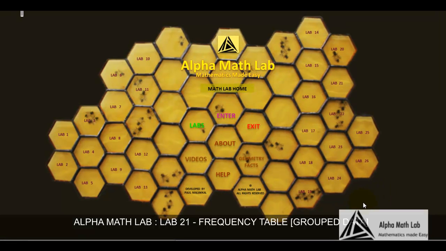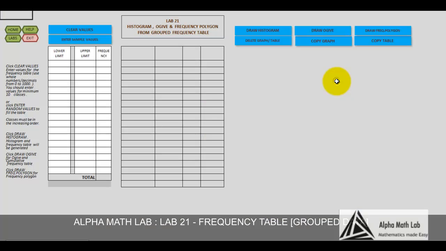Alpha Math Lab, Lab 21. Select Lab 21 from Math Lab Home. Lab 21, Histogram and ogive, frequency polygon from grouped frequency table.